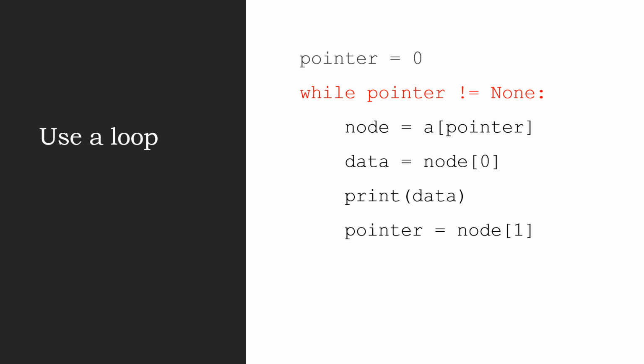When does it have to stop? Well, it will eventually get to a node that doesn't have a pointer. And when it gets to that, that means that's the end of the linked list. So I've set up a while loop: while the pointer isn't None. None is that Python keyword that just means a missing value. So as long as the pointer isn't missing, keep on going.